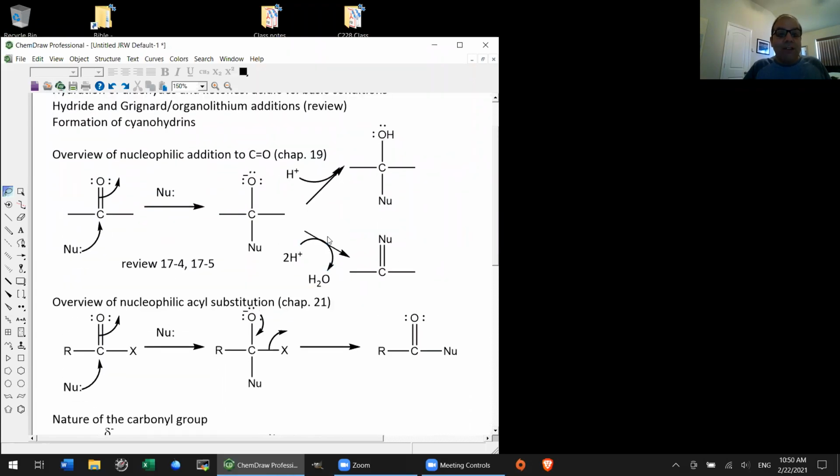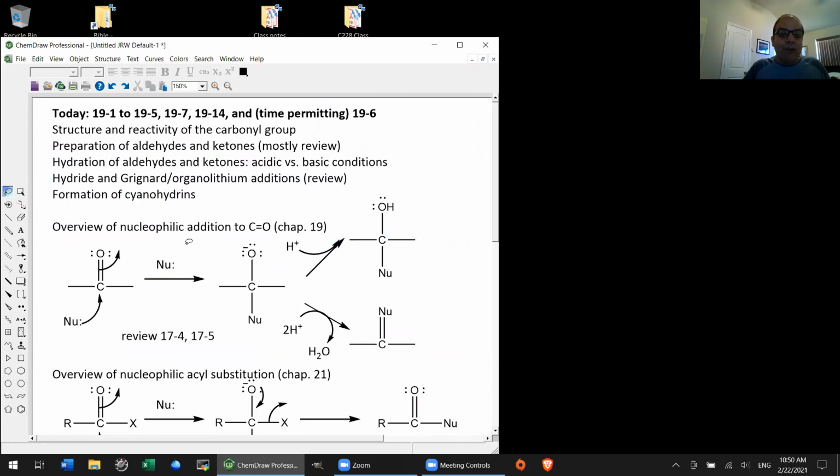So in chapter 19, we're going to be looking mainly at nucleophilic addition reactions to the carbonyl group. And this is just a general scheme that shows essentially what these are like. This is not exhaustive or the be-all and end-all, but in general, we can expect to have a nucleophile attacking the carbonyl carbon and breaking that carbon-oxygen pi bond. And there's several different variants on this.